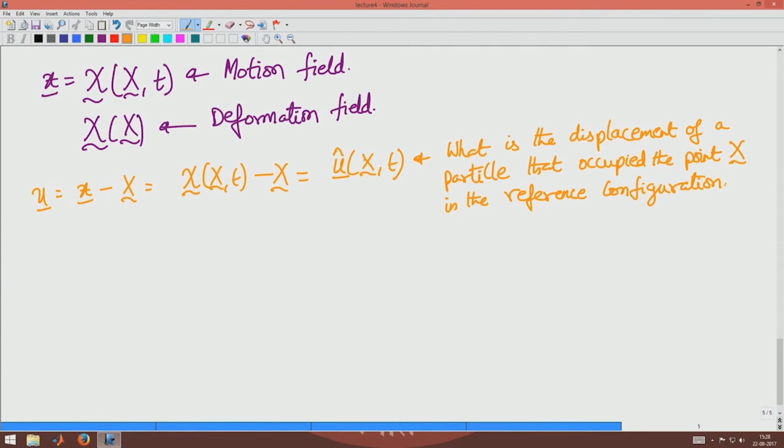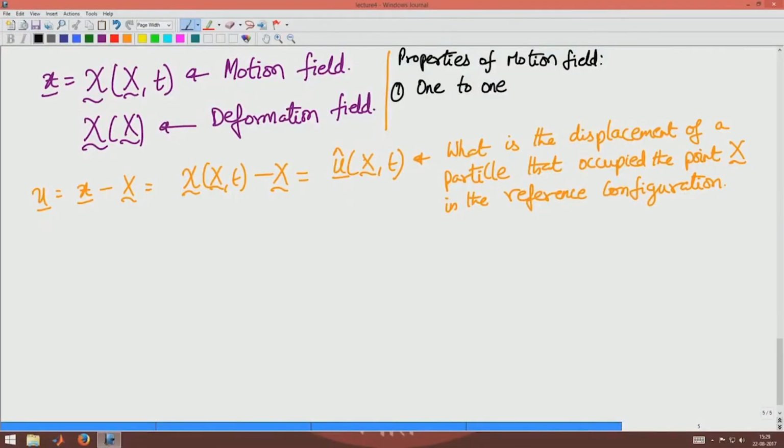Okay. Now, this deformation field or motion field has to be 1:1. These are properties of the motion field. You will see one of them today, the rest you will see later. It has to be 1:1, meaning each particle in the reference configuration will be mapped onto a unique particle in the current configuration, that is, for each point element in the domain, there is a unique point in the range. So, the property of the motion field is it has to be 1:1.